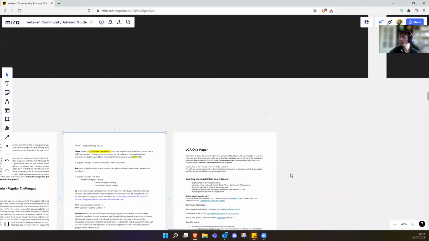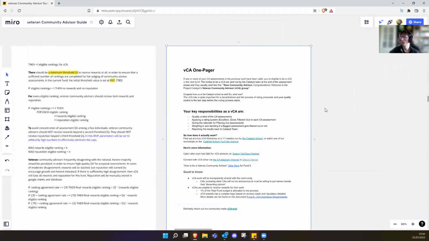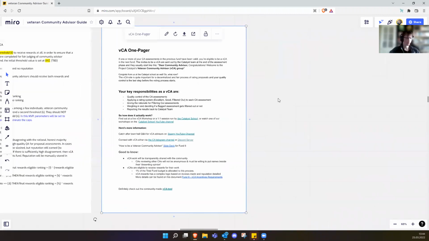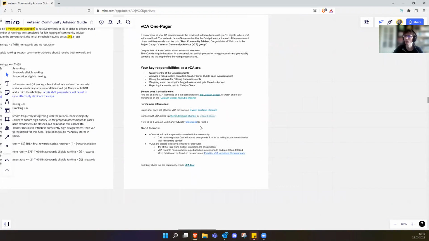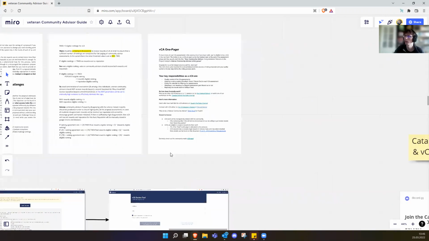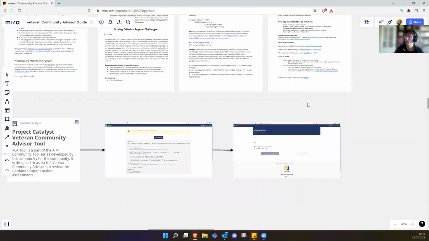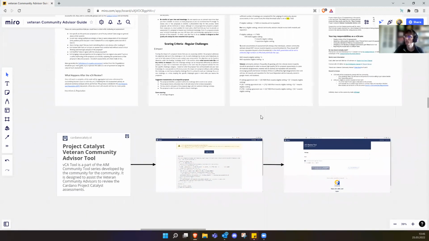And finally, I thought I'd point out that in Catalyst School we also created one-pagers. These are all draft versions, but I thought it's still nice to share because they encapsulate a lot of information in a very compact format, and they give guides to new sources if people want to read more.